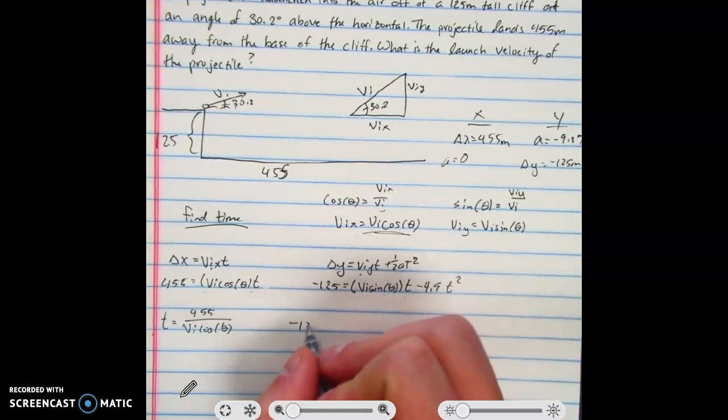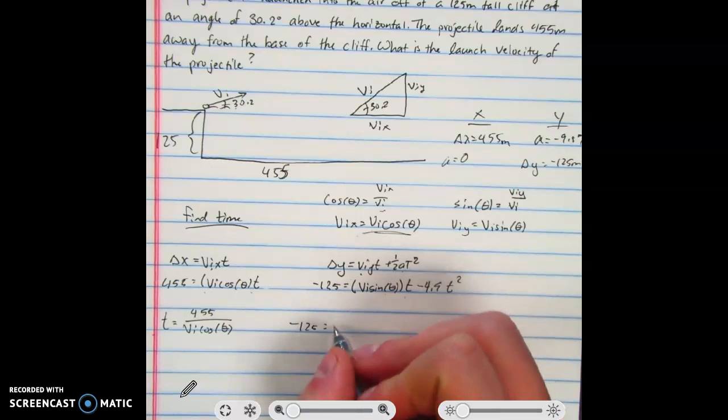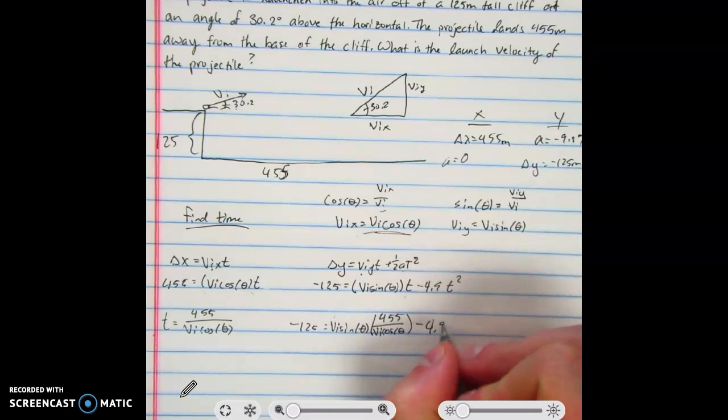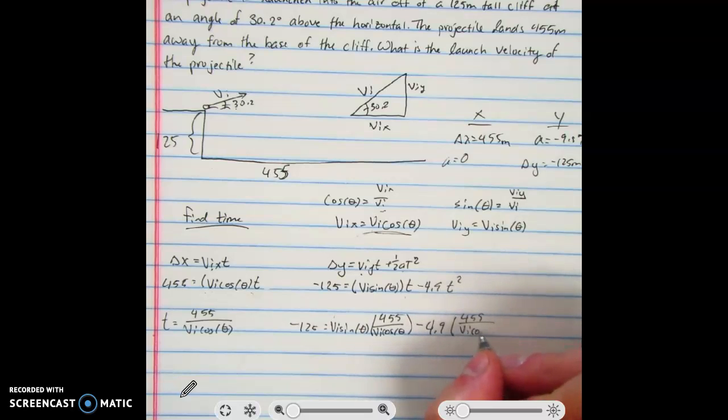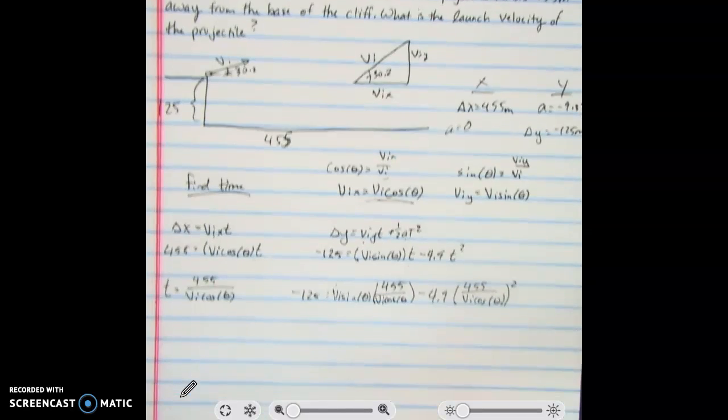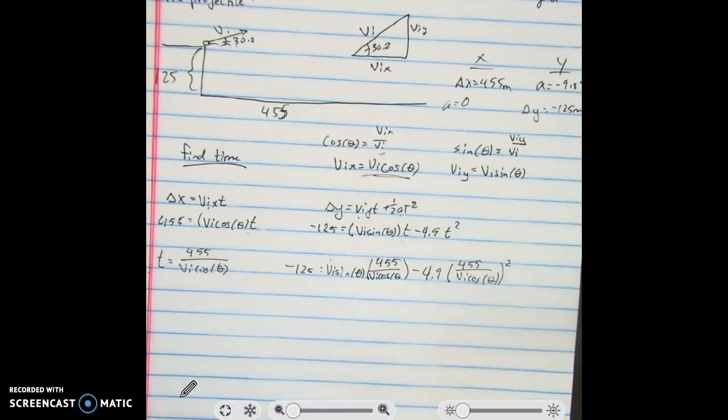I'm going to say negative 125 is equal to vi sine theta times 455 over vi cosine theta minus 4.9 times 455 over vi cosine theta, squared. And yes, you could plug in your cosine value of 30.2. I'm just not doing that right now to save me some space. And so now it looks terrible, but it's a solvable thing.